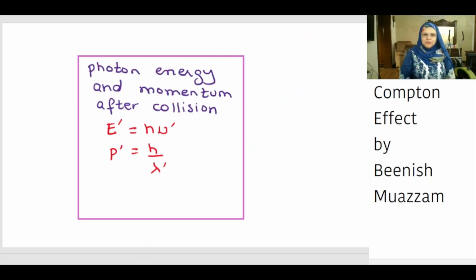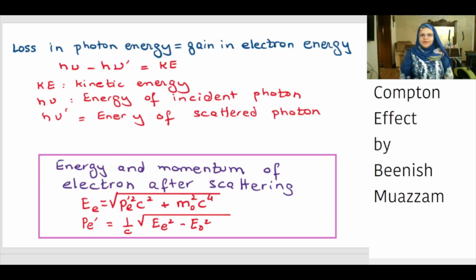Now let's see energy and momentum of photon after collision. Energy of photon after collision E prime is equal to h nu prime, where nu prime is the frequency of photon after collision. The momentum of photon after collision P prime is equal to h over lambda prime, where h is Planck's constant and lambda prime is the wavelength of photon after collision. Loss of photon energy is equal to gain in electron energy. h nu minus h nu prime is equal to Ke, where Ke is the kinetic energy. h nu is the energy of incident photon and h nu prime is the energy of the scattered photon.